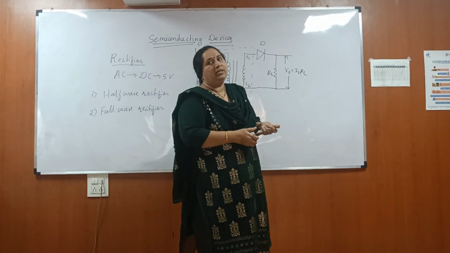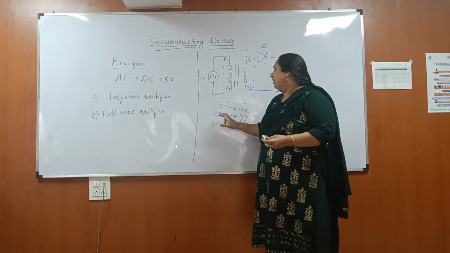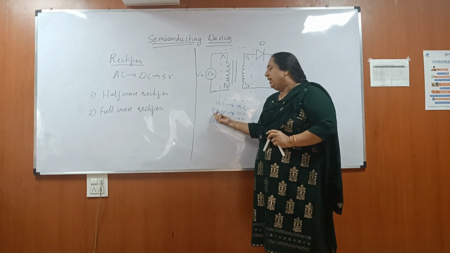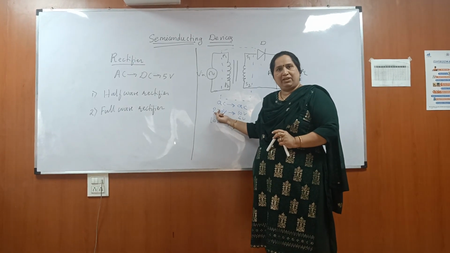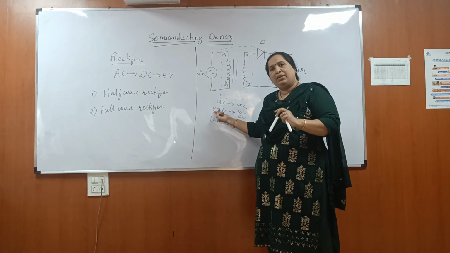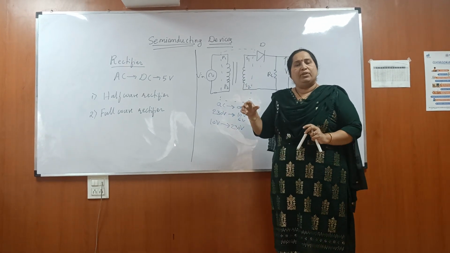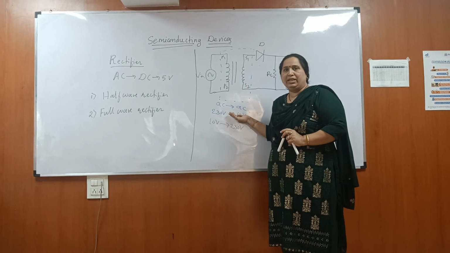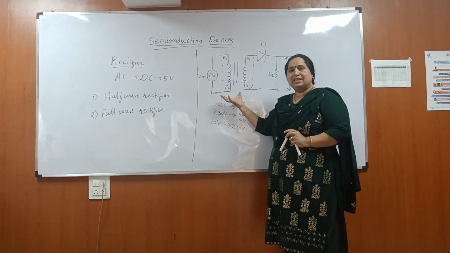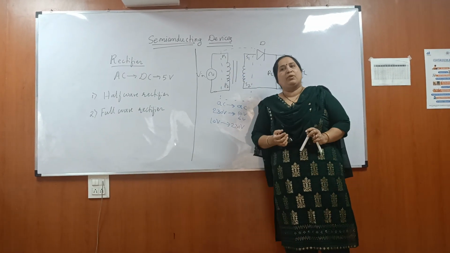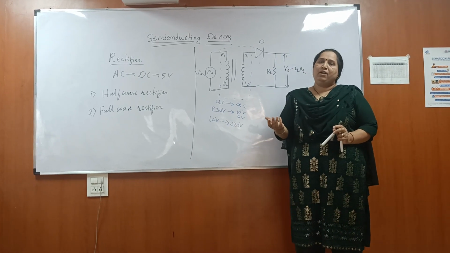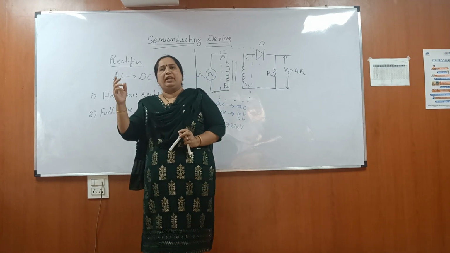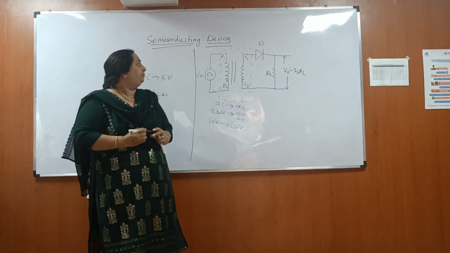Now, for half wave rectifier, a step down transformer is used. In our home, 230 volt AC is available. This AC can be converted into DC, but before that, it should be converted from higher AC voltage to lower AC voltage. So this is the transformer. This transformer works on the principle of mutual induction. What is mutual induction? That we have studied in EMI and AC circuits.